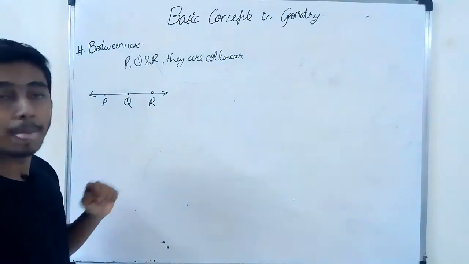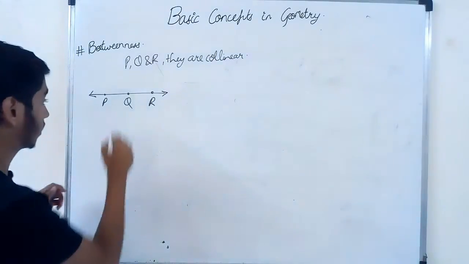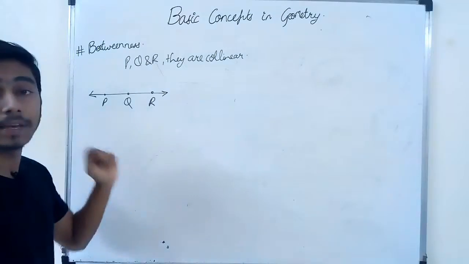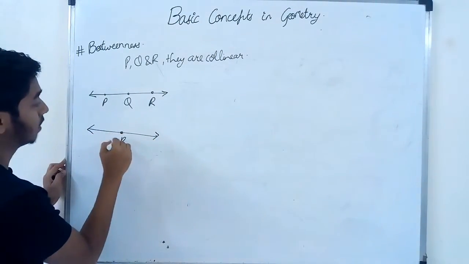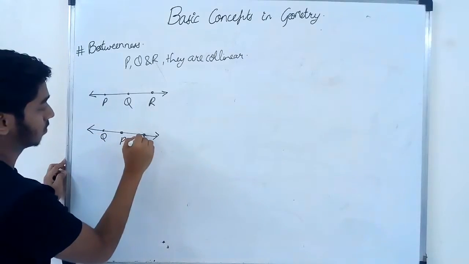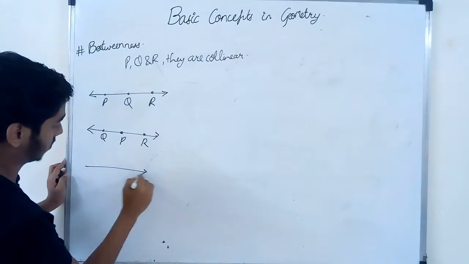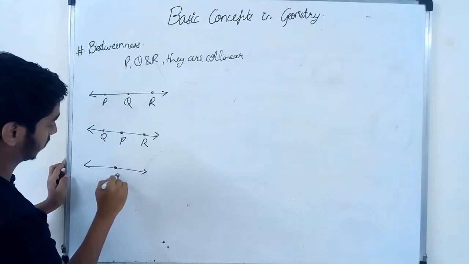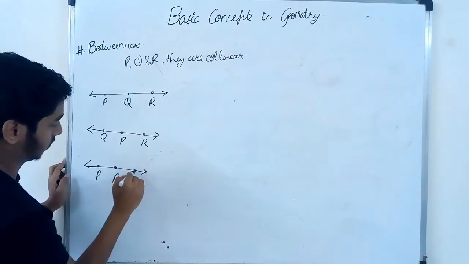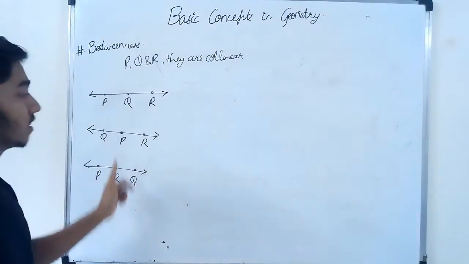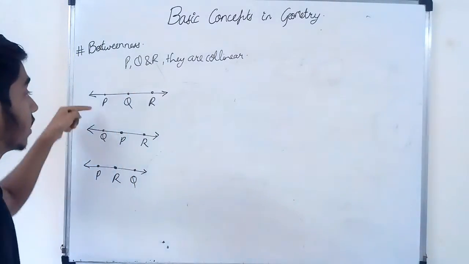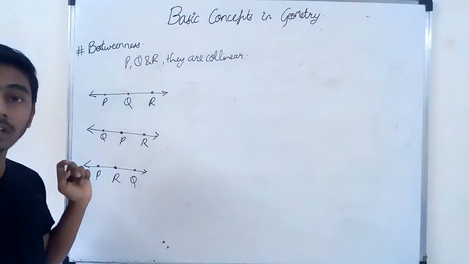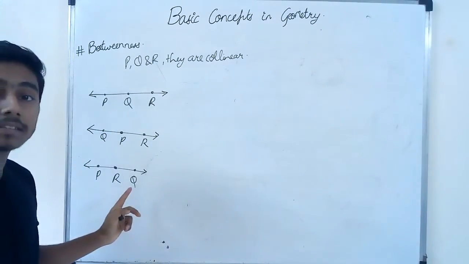This is one of the ways, P, Q, R. Keeping Q in between P and R, then we can draw P, Q, R. So there are 3 possibilities for drawing P, Q, R. They are collinear also, in all the 3 possibilities.